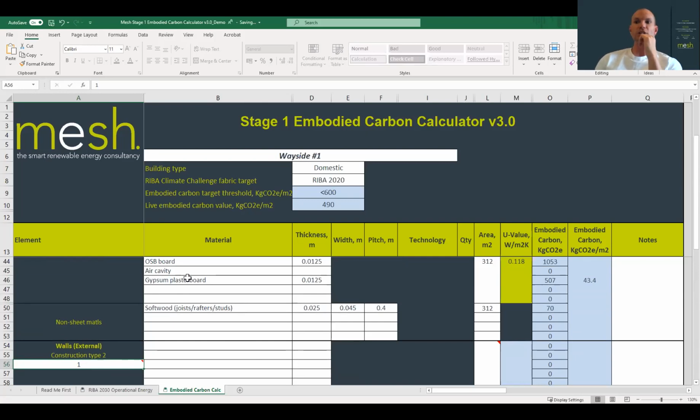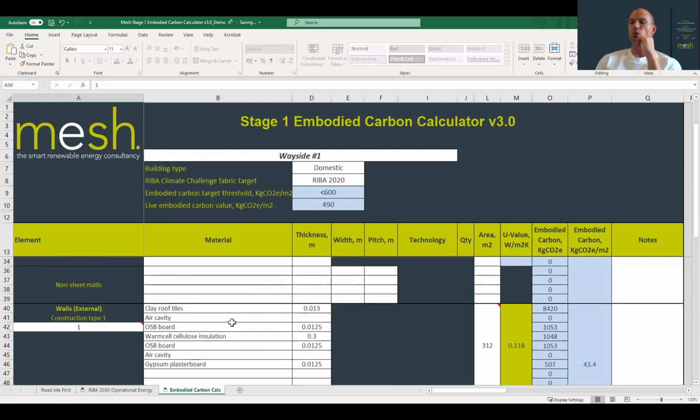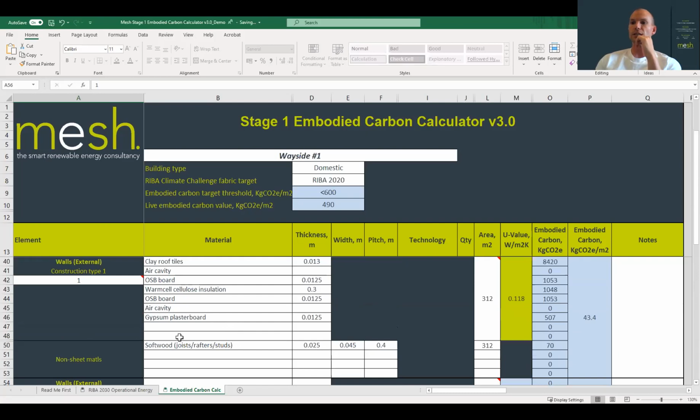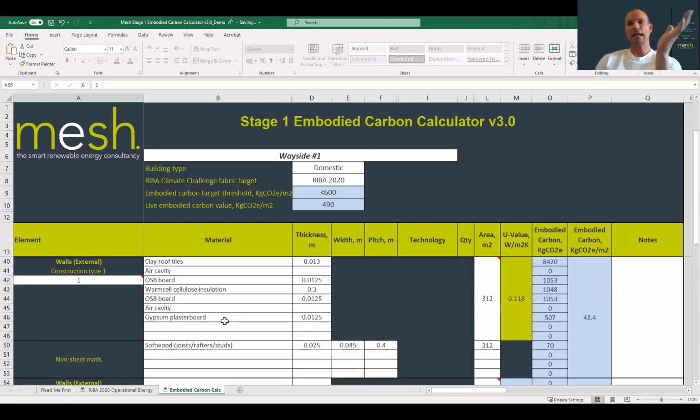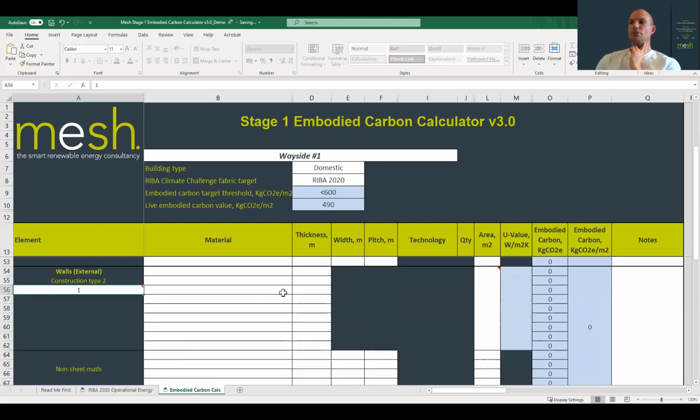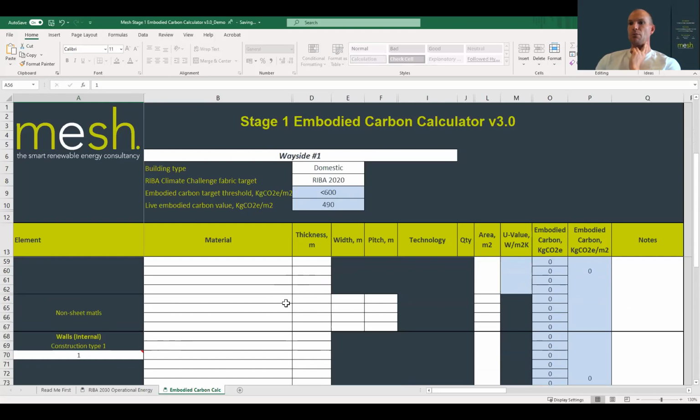So nothing really changes here. You go through the walls, you build up your elements, you put in your miscellaneous non-sheet materials into these parts, and nothing particularly fancy happens there. It just builds and builds your number, automatically builds your number up here at the top.